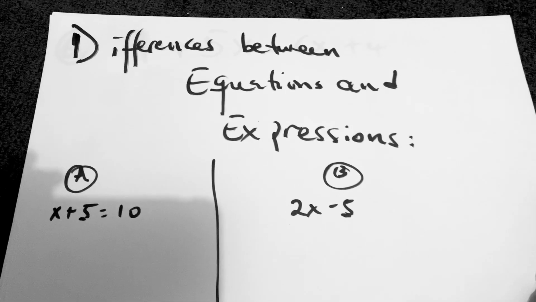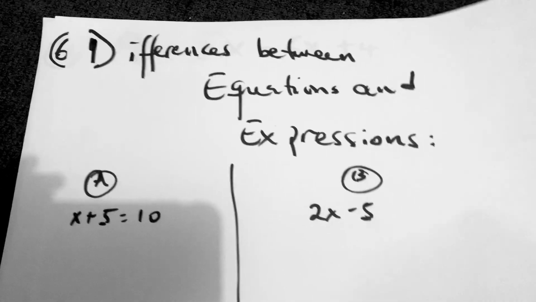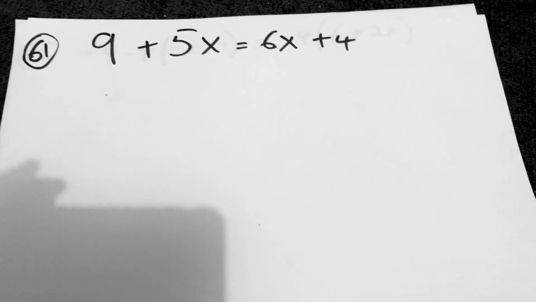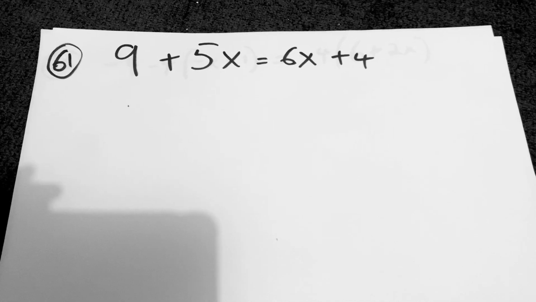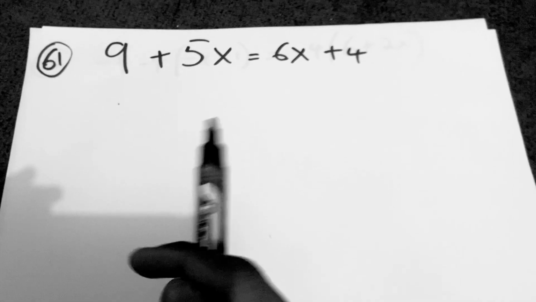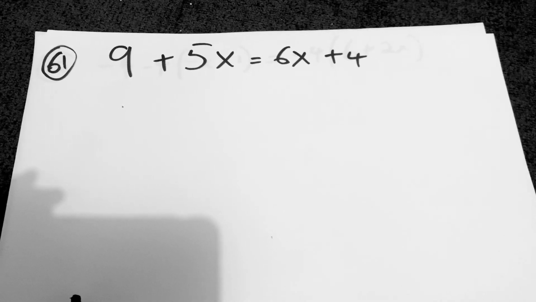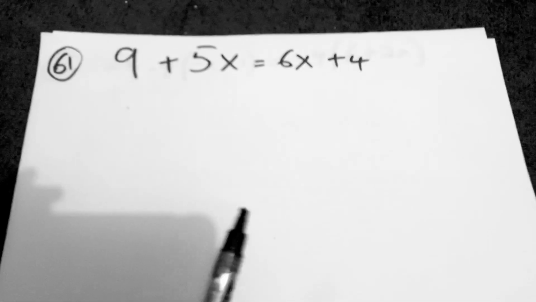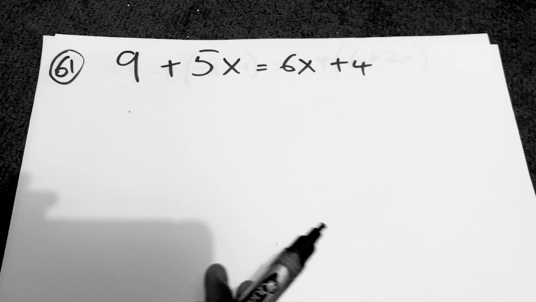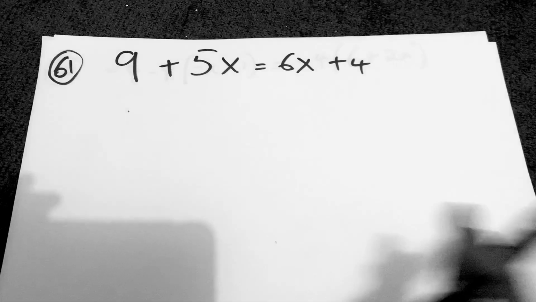Okay, so I'm gonna go quick and then solve some questions that might help. So let's go to the first one. 9 plus 5x equals 6x plus 4. This is an equation. Why? Because it has an equal sign. So my goal is to find x. There's a lot of ways to do this, right? The simple way is to group x at one side and the numbers at one side.